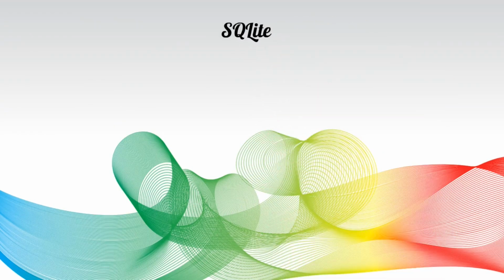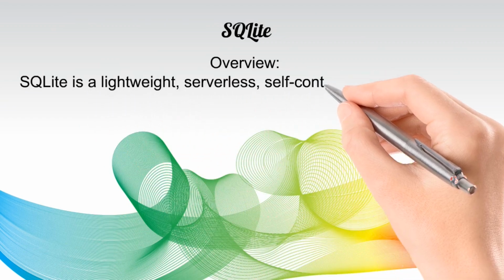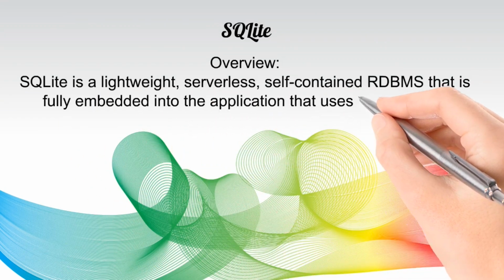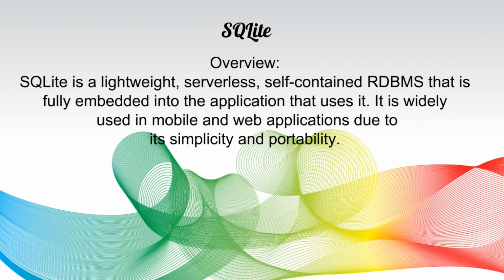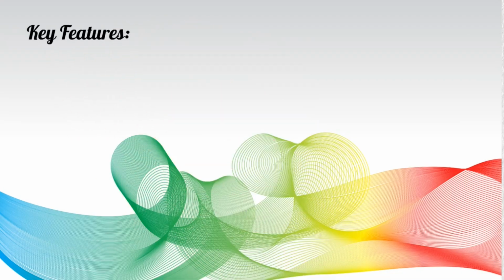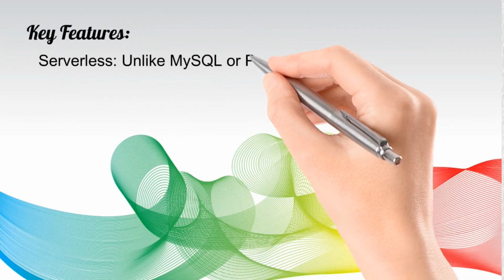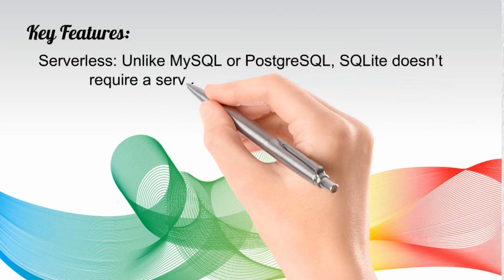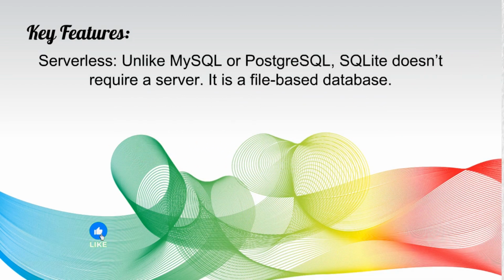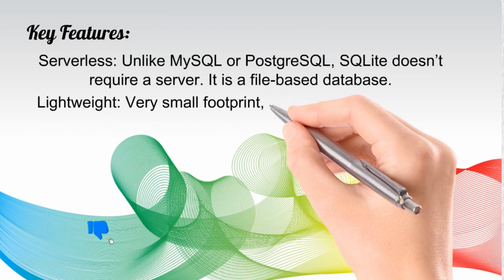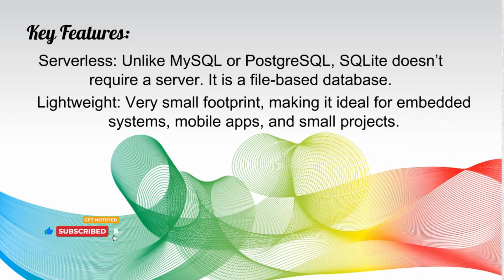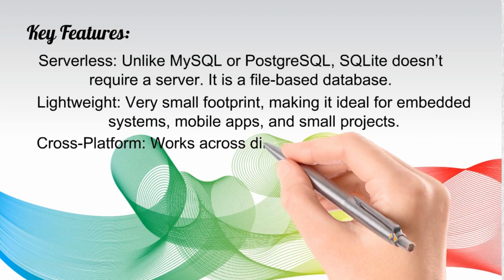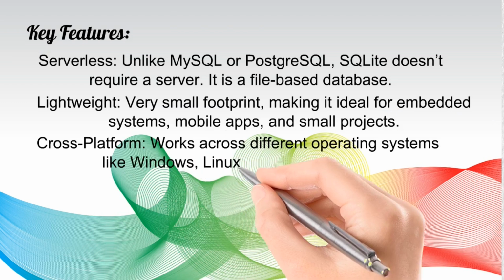SQLite overview. SQLite is a lightweight, serverless, self-contained RDBMS that is fully embedded into the application that uses it. It is widely used in mobile and web applications due to its simplicity and portability. Key features: serverless. Unlike MySQL or PostgreSQL, SQLite doesn't require a server. It is a file-based database. Lightweight, very small footprint, making it ideal for embedded systems, mobile apps, and small projects. Cross-platform, works across different operating systems like Windows, Linux, Android, and iOS.